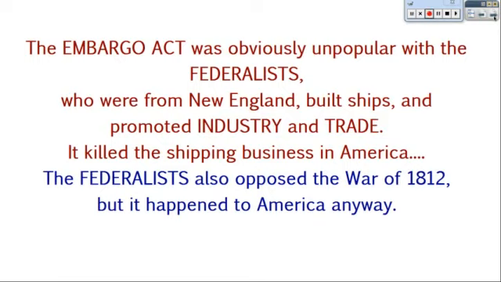The new Embargo Act was obviously very unpopular, as I said, with the Federalists, who were from New England. They built ships and promoted industry and trade. It would kill the shipping business in America. The Federalists would also oppose the War of 1812, but it happened to America anyway.